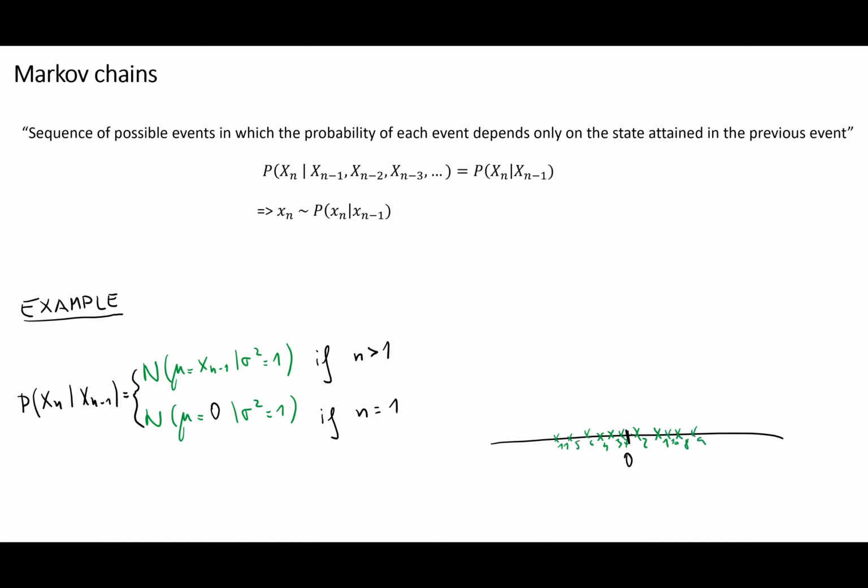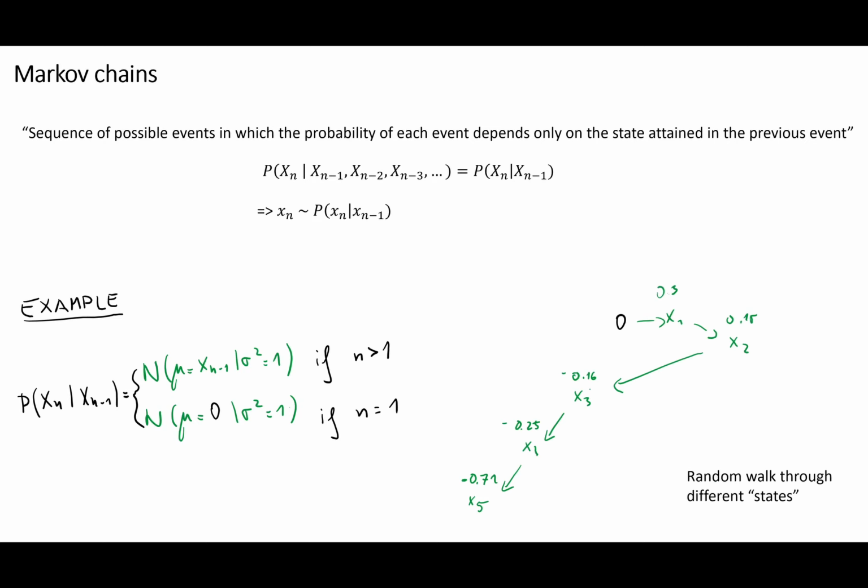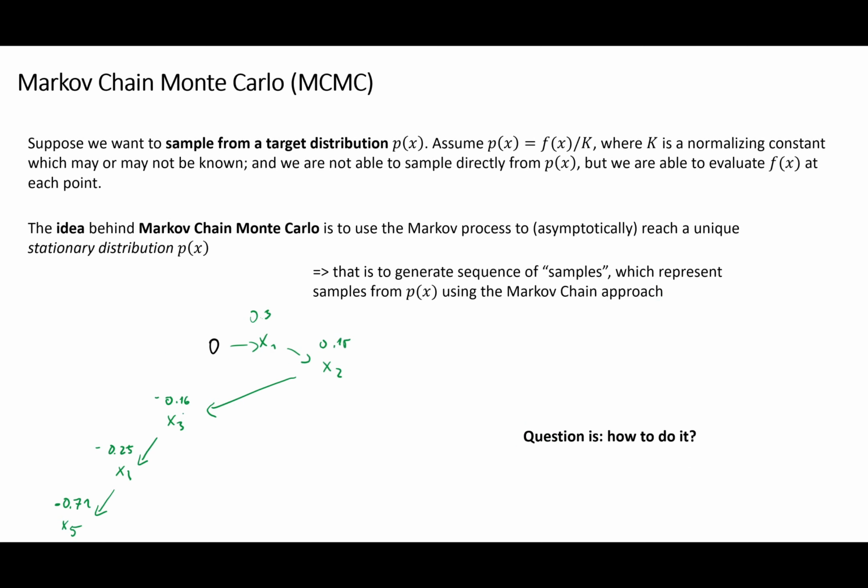And I will get this array of samples or states, basically this chain. So I started at 0 and then I moved all the way to x5, but basically this is what the Markov chain is about. And now what the Markov chain Monte Carlo does. Suppose that we want to sample from some target distribution P(x).